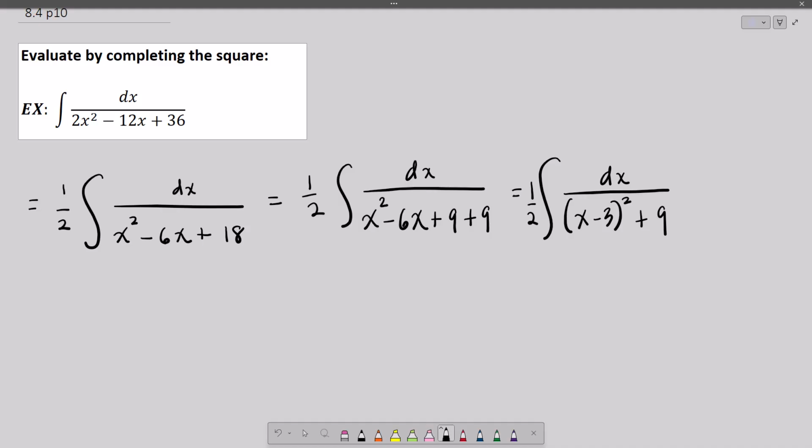So that's what you should have got after you completed the square. Divide the 6 by 2 and square it and you get 9. So we need 9 from this 18, so I'm going to separate the 18 into 9 plus 9. And then this part is a perfect square trinomial, which factors into that.